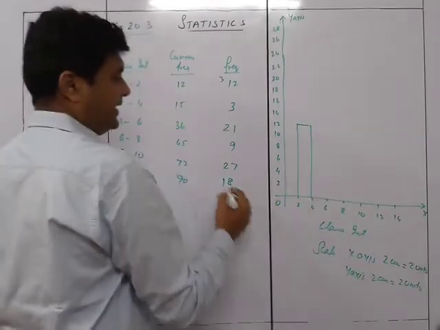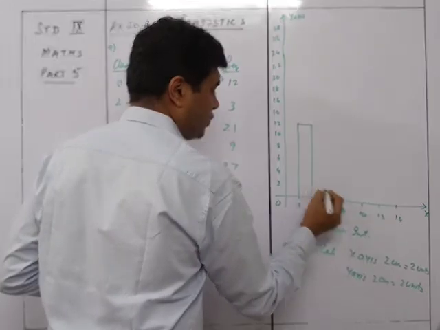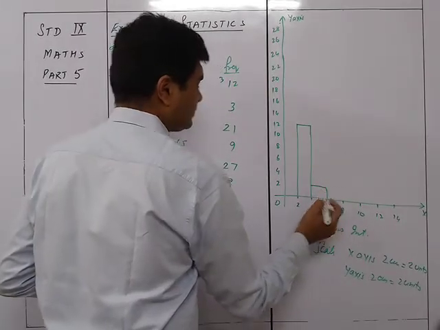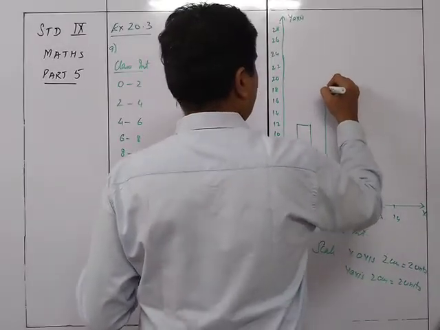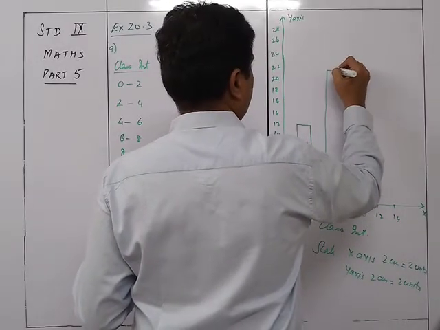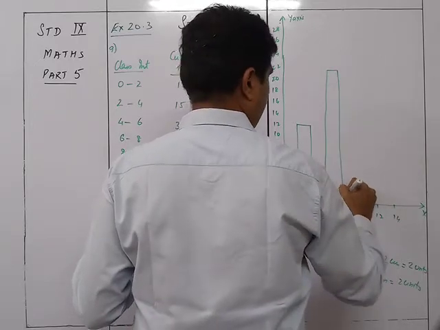The next one is 3. So 3 will be between 2 and 4, so it will be 3 like this. Next is 21. So 21 will just go up here, up to here, between 20 and 21, and 22, like this.